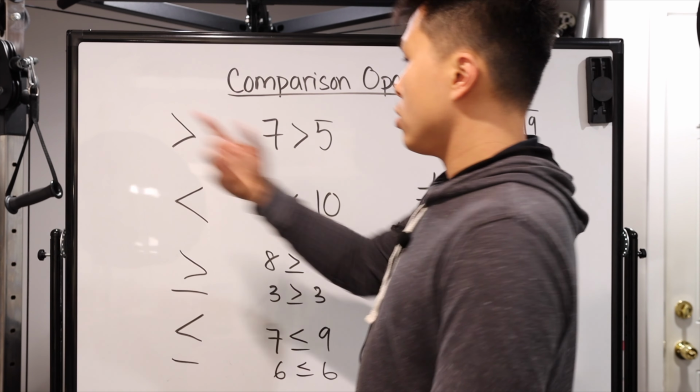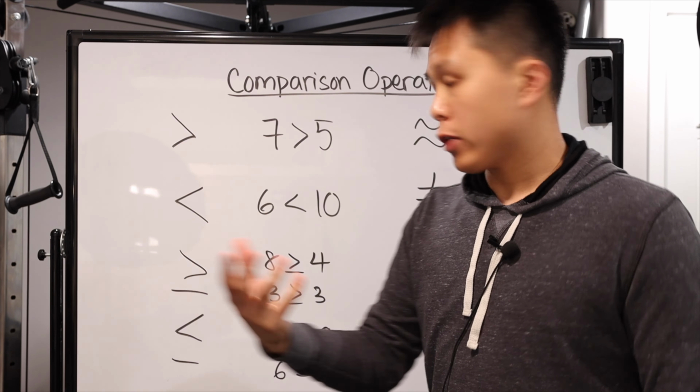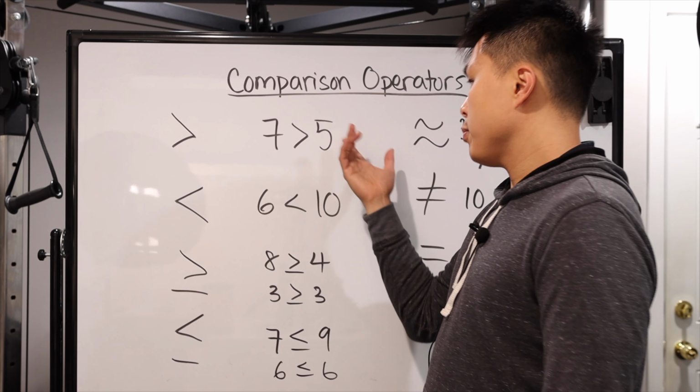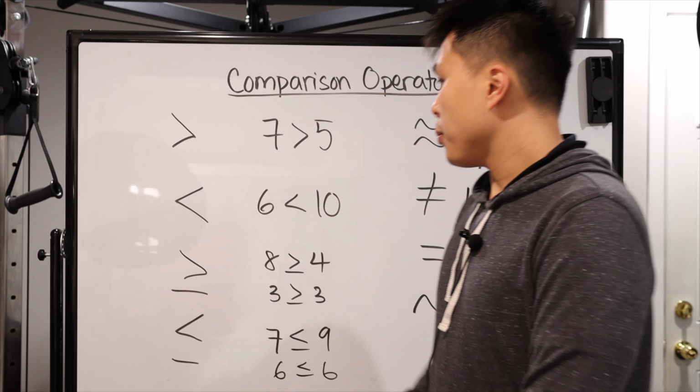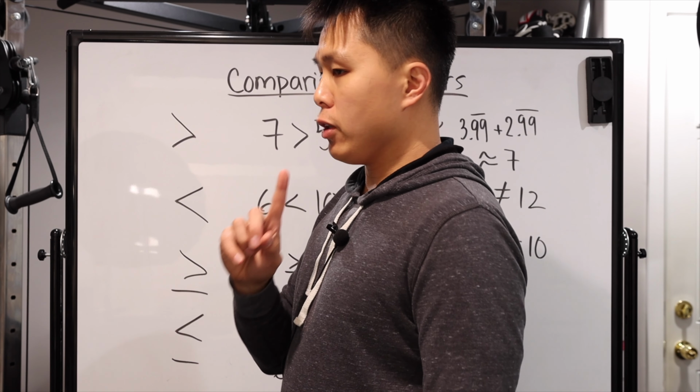Larger than smaller, so reading from left to right, greater than, usually the one on the left-hand side is the bigger number. So in this case, 7 is bigger than 5. Very simple example. The next one, equally as simple.